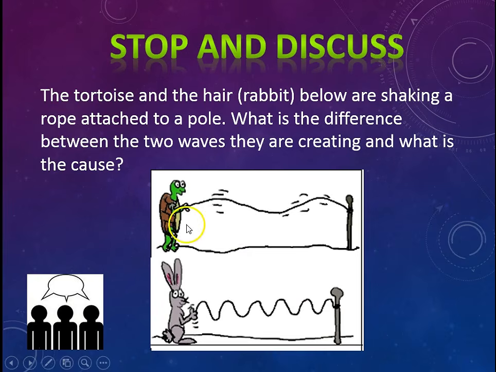So let's stop and discuss this question right now. The tortoise and the hare, or the rabbit below, are shaking a rope attached to a pole. What is the difference between the two waves they are creating, and what is the cause? And you should have some vocabulary to maybe talk about that right now. So please pause your screen and discuss the question.